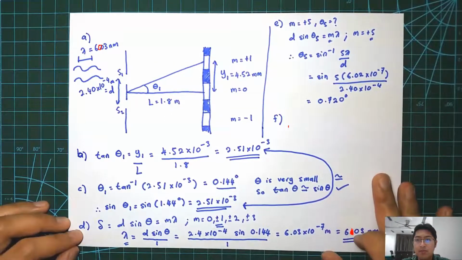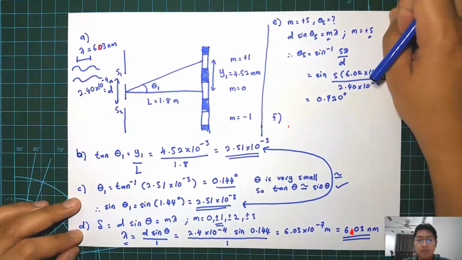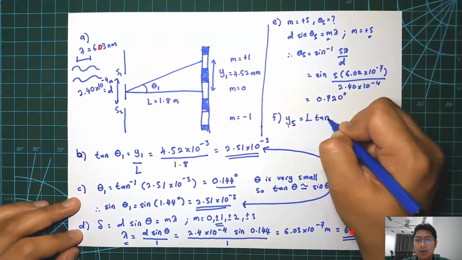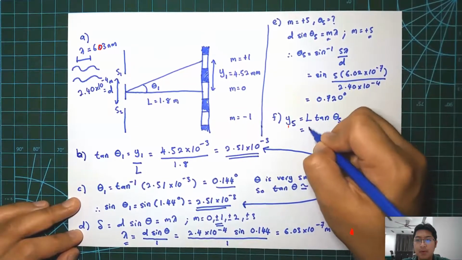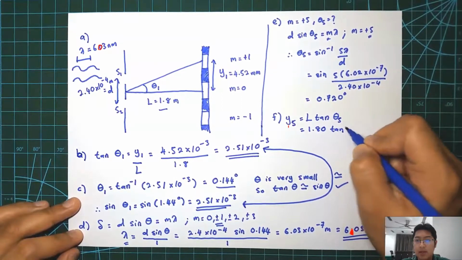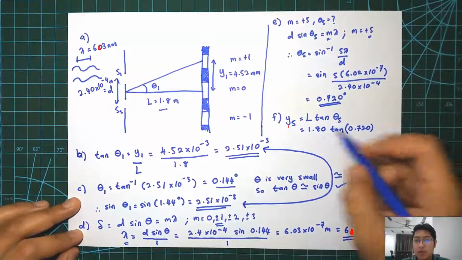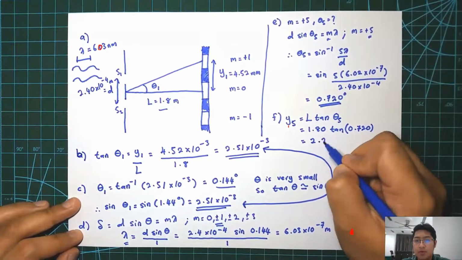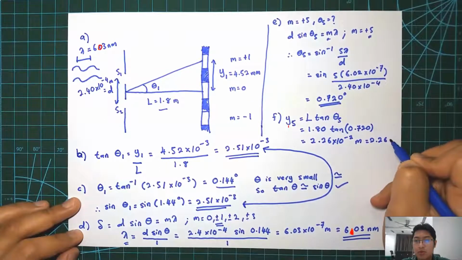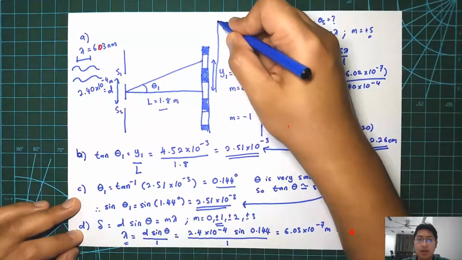So for question F, you need to find the position of the fifth bright fringe, y5 equals L tan theta 5, which is 1.8 times tan 0.720 degrees, then it becomes 2.26 times 10 to the power of negative 2 meters, or 2.26 cm. So this is y5.